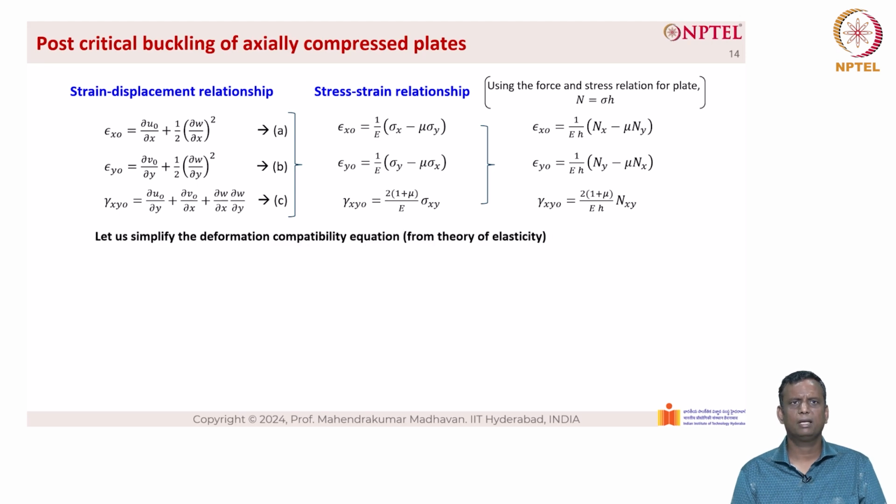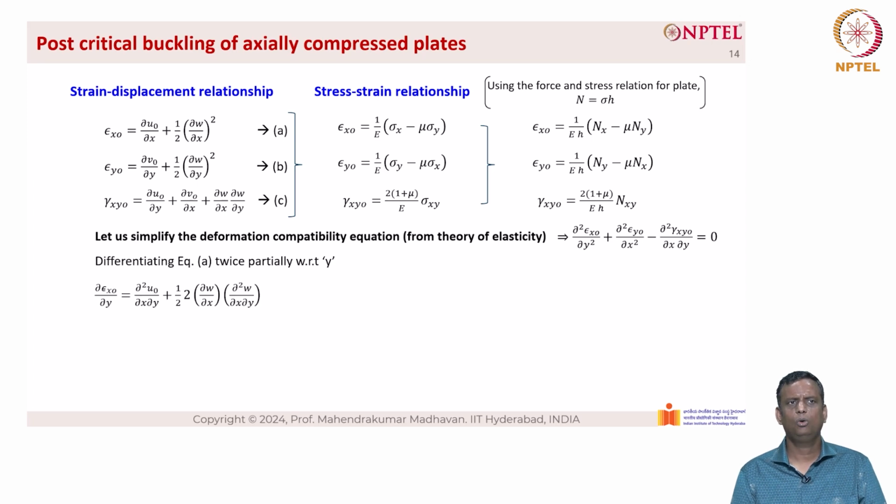Now let us simplify the deformation compatibility equation using the theory of elasticity. Which is given as dou square epsilon x naught by dou y square plus dou square epsilon y naught by dou x square minus dou square gamma xy naught by dou x dou y is equal to 0. Now we need to substitute the terms of dou square epsilon x naught with respect to dou y square and dou square epsilon y naught with respect to dou x square and dou square gamma xy naught divided by dou x dou y. So to accomplish this one, we have to differentiate equation A twice partially with respect to y.